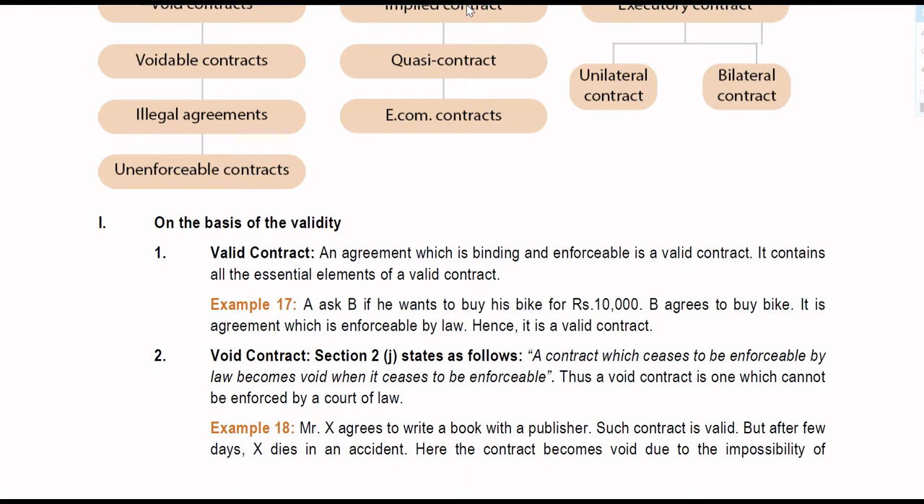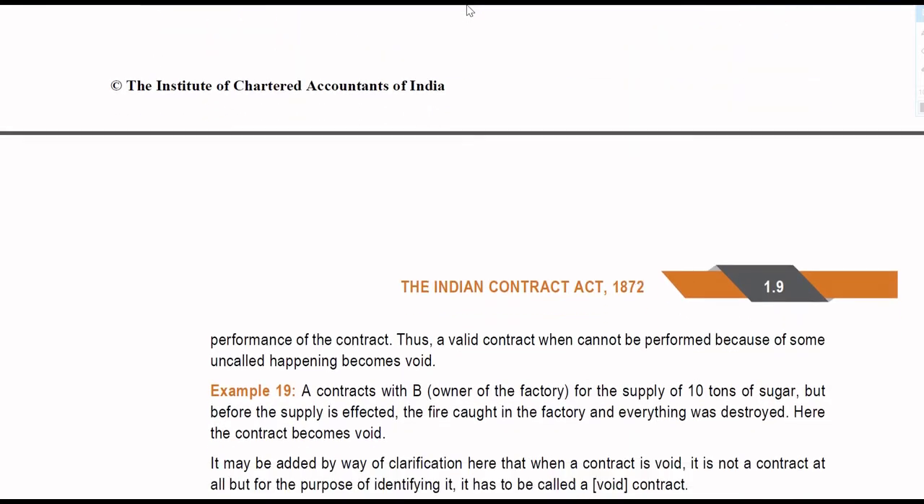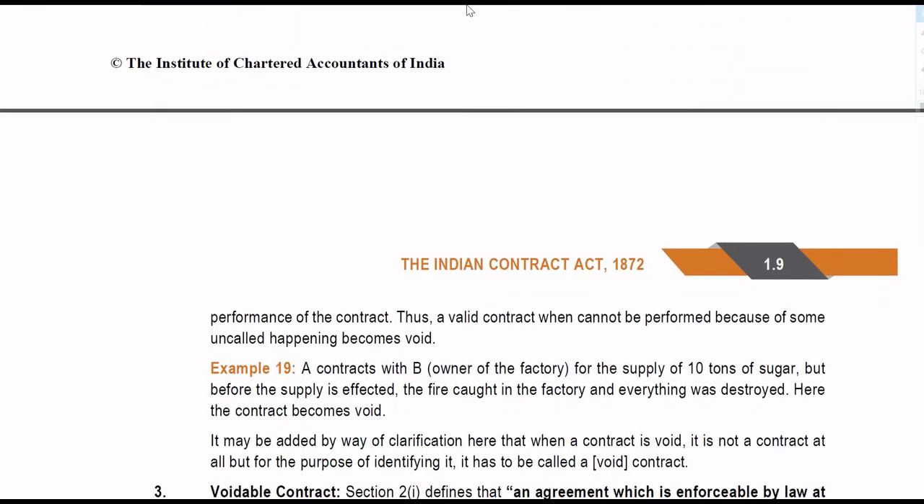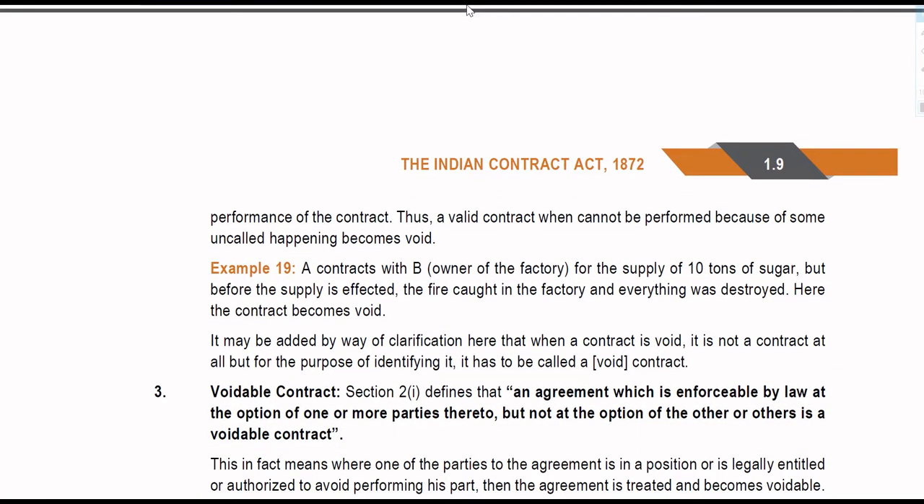We'll see the example. Mr. X agrees to write a book with a publisher. Such contract is valid, but after a few days, X dies in an accident. Here, the contract becomes void due to impossibility of performance of the contract. Thus, a valid contract when it cannot be performed because of some unforeseen happening becomes void. Example 2. A contracts with B, owner of a factory, for supply of 10 tons of sugar. But before the supply is effected, a fire caught in the factory and everything was destroyed. Here the contract becomes void.